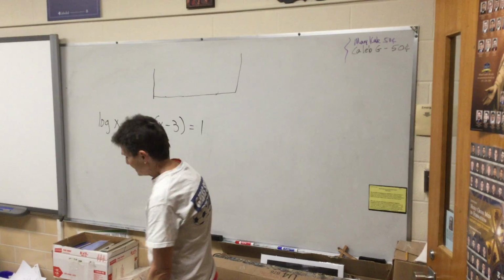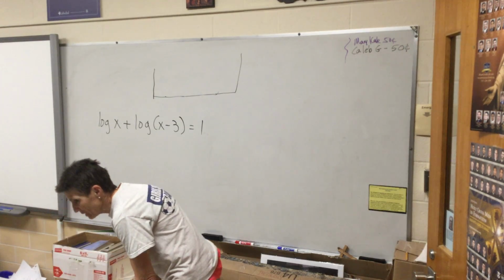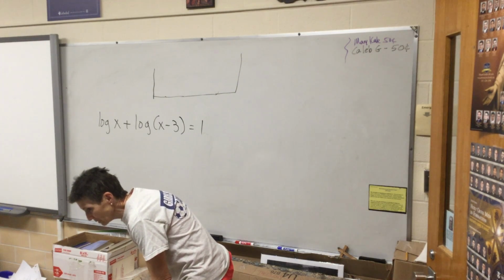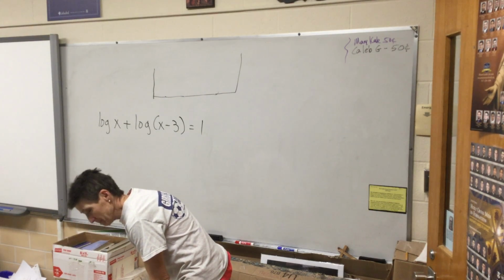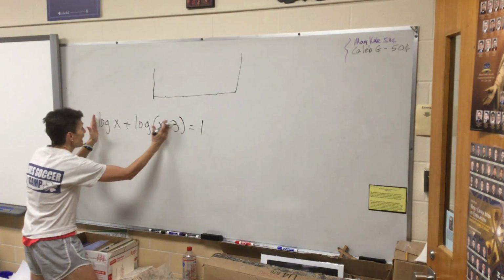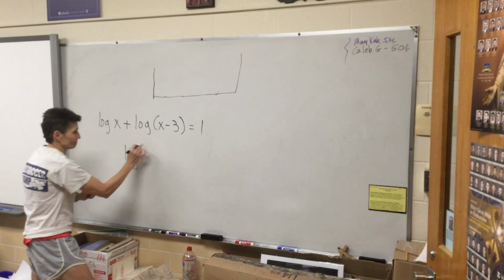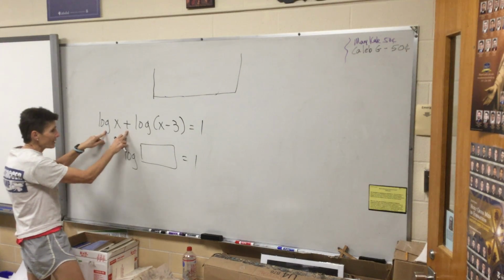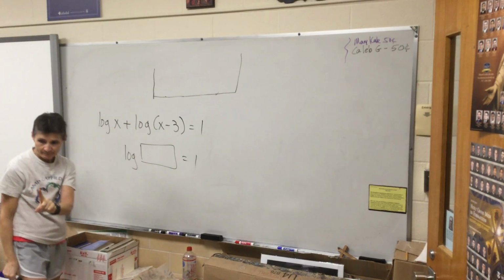There's two logs. Exactly. Now listen to me. I'm going to say something important. You can't ever have more than one logarithm on a side of an equation. You can't solve it. So what we're going to have to do is combine these into one logarithm. So instead of having a log plus a log, I'm going to combine that into one.